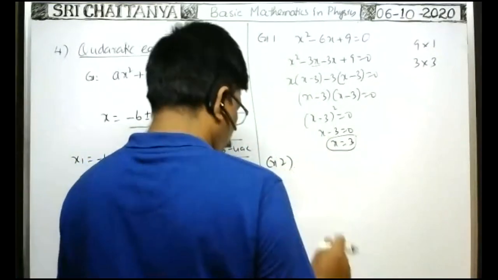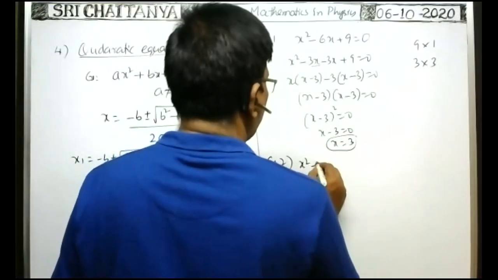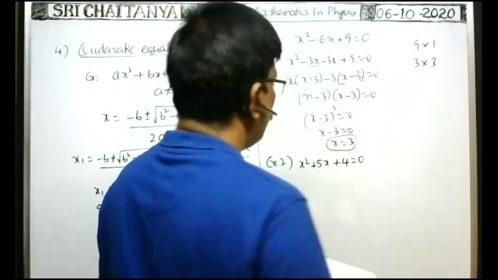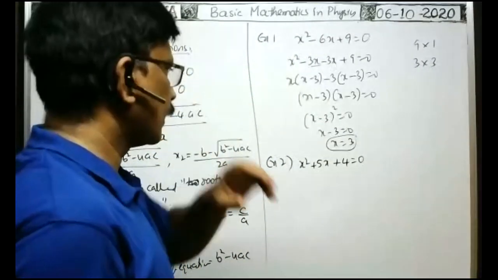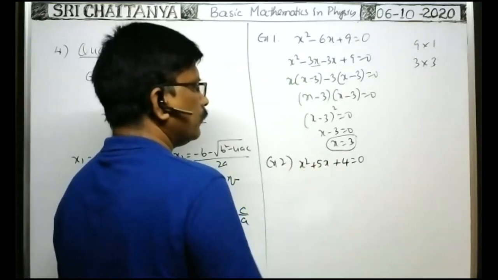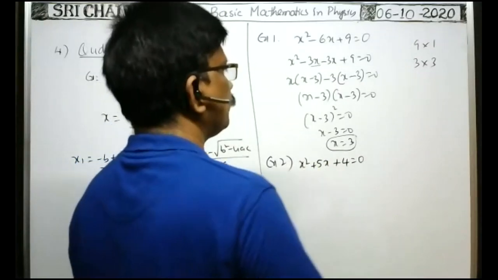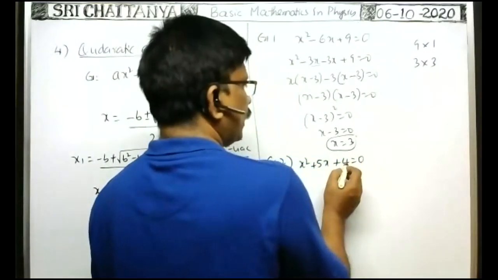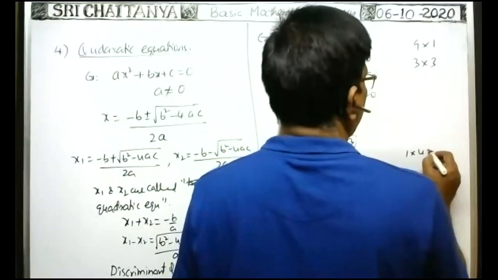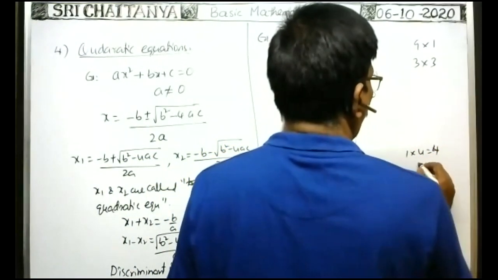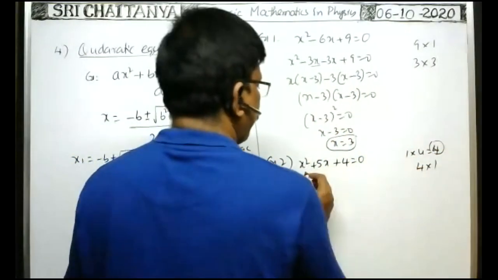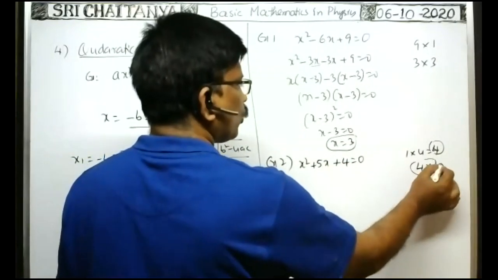Okay, next, example 2. x square plus 5x plus 4 is given, that is equal to 0. Note that we cannot write like this. Okay, in this case, 4 into 1 gives 5, no? Here the constant is 4 and the coefficient of x square is 1. So 1 into 4 is equal to 4. We can write this 4 as 4 into 1, or 1 into 4, no? When you add these two terms, you will get 5.